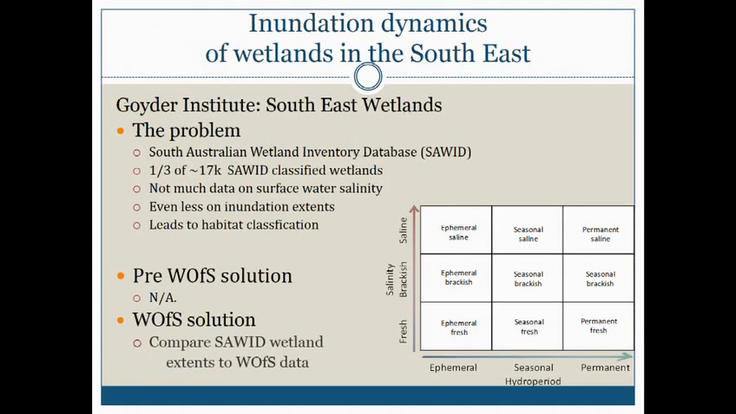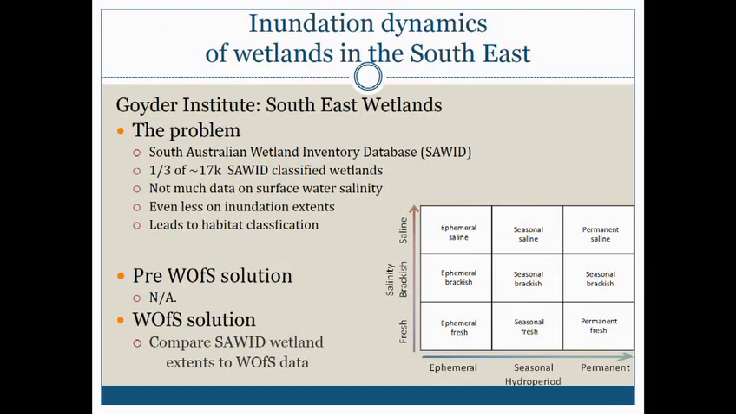Here's another project that we used the data set on. This is what Dorothy did, who is sitting just over there. It was for a Goyder Institute project as well, looking at the southeast wetlands. Now, the thing is that there's a South Australian Wetland Inventory dataset that has 17,000 wetlands catalogued in there, but only one third of them are classified according to their inundation regime. And you need that as one of the inputs into a habitat classification model that uses these breaks in the dataset to be able to say whether it was seasonal, ephemeral, or permanent, and what type of habitat it provides.